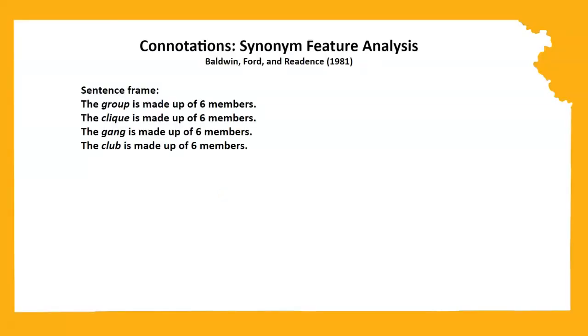And Baldwin, Ford, and Redens actually suggest a method of using feature analysis that utilizes a thesaurus. They suggest that teachers discuss the connotative differences between synonyms by presenting the words in a sentence frame. And so you can see that I've used each of those words we just discussed in the same sentence frame. And the teacher can discuss the differences they notice between and among the meanings as they read and discuss the sentences about which ones are more acceptable and which ones are not.